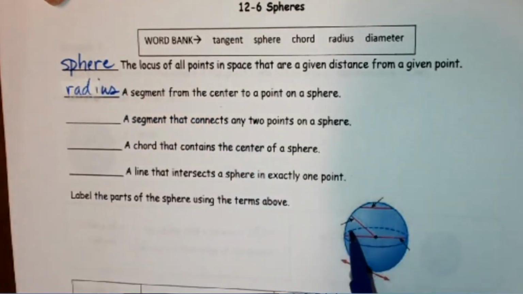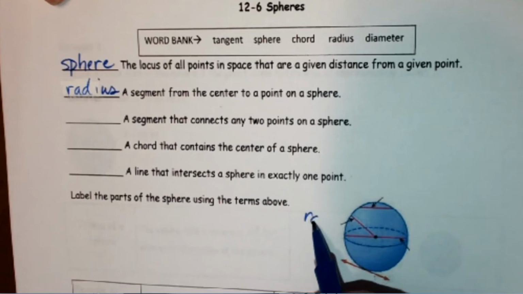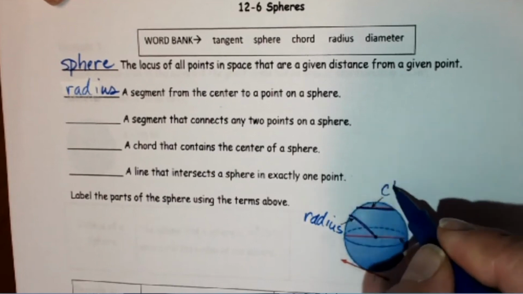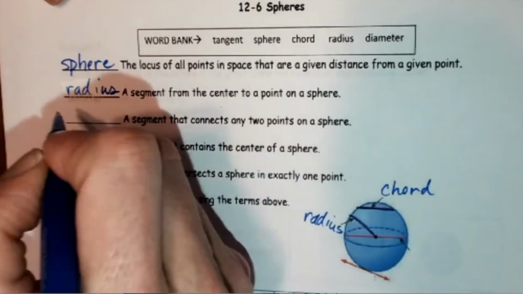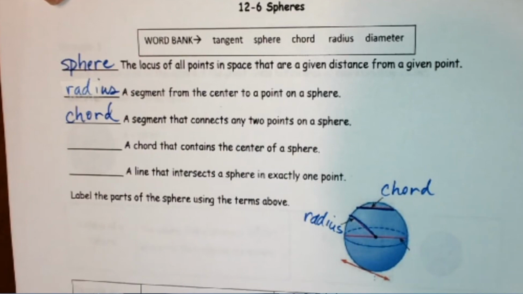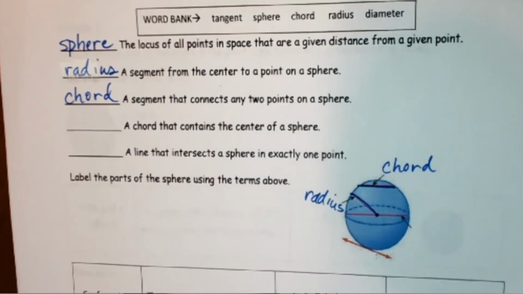So we can say right here, we see that this is a radius from our center out to the side of the sphere. A segment that connects any 2 points on a sphere. Just like in a circle, when we had a segment that connected points on the circle, if it connects points on the sphere, this is our chord. So we'll write chord up here. A chord is a segment that connects any 2 points on a sphere.